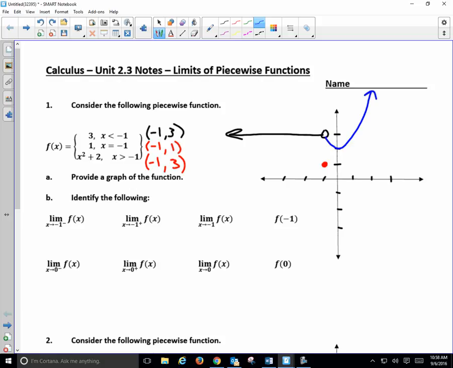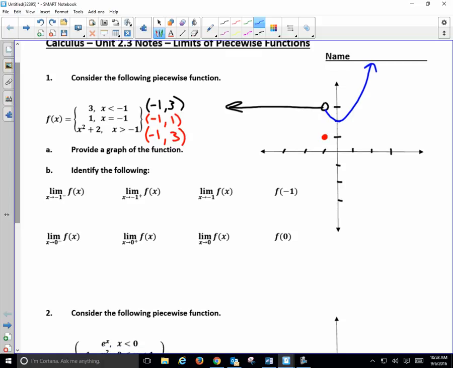Now let's identify the limits. Identifying the limits should be easy once we have the graphs constructed. Limit as x approaches negative 1 from the left. As x approaches negative 1 from the right. As x approaches negative 1, does that exist? We have some differing opinions, and we have a question, I think, from Kelsey. Please ask.